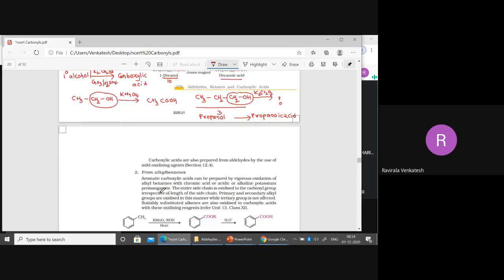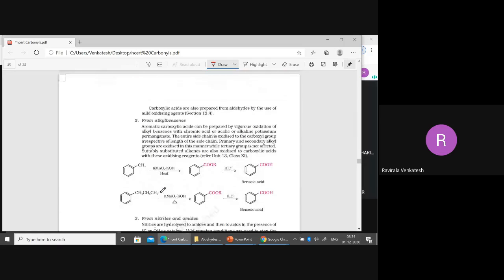Now what about the aldehydes? We have taken mild oxidizing agents. What are they? Tollens reagent or Fehling's reagent. You get RCOO minus. If you add any H plus to this, it will convert into carboxylic acid. So take Tollens and Fehling solutions in the chapter on carbonyl compounds.